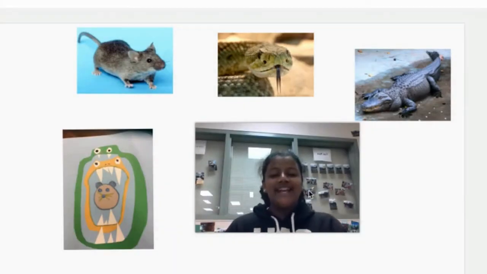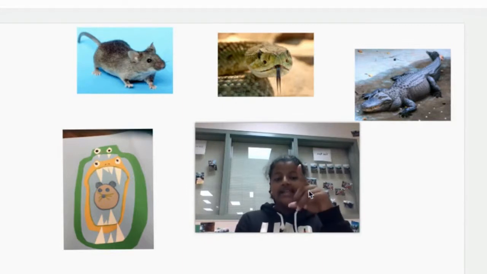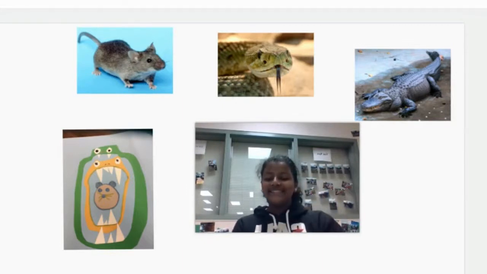Hi, this is my food chain. In the food chain, the alligator is eating the snake, and the snake is eating the mouse.